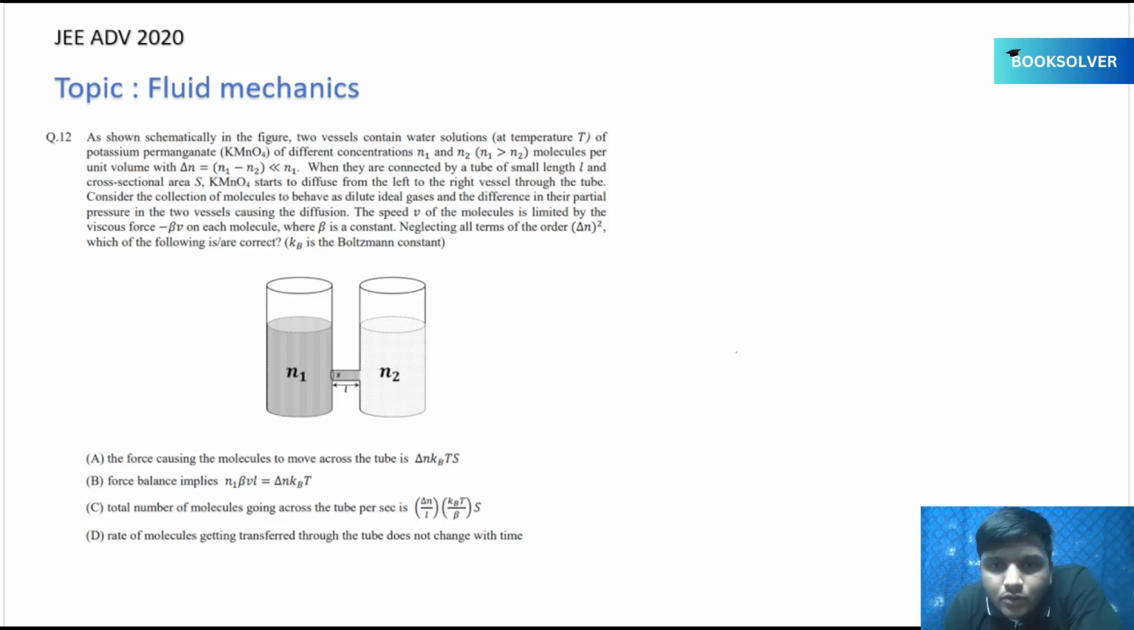Hello everyone. So today we are solving a question of JEE Advanced 2020 from the topic of fluid mechanics. First read the question. It says that we are given two vessels which have water as solution and they have KMnO4 as their solute. There is some difference between their concentrations, which is given as N1 and N2, and delta N is equal to N1 minus N2, which is very small compared to N1.